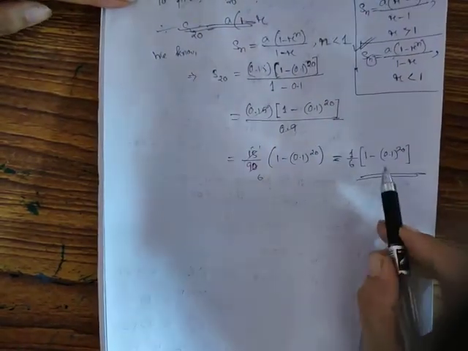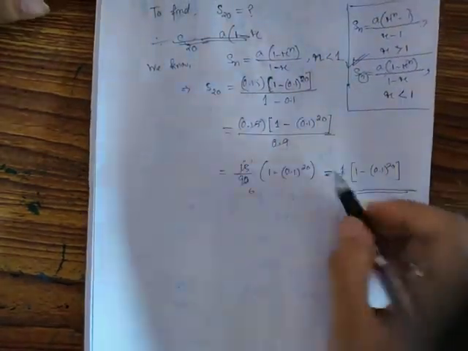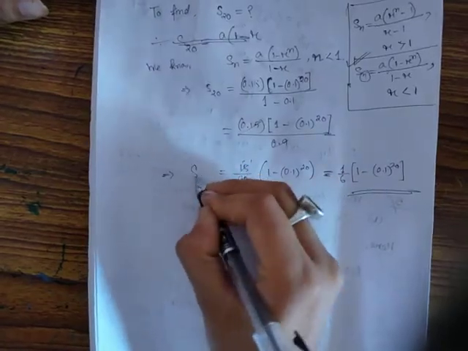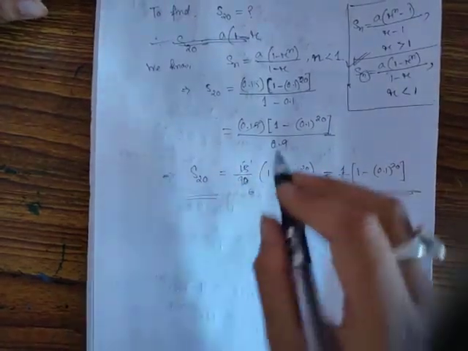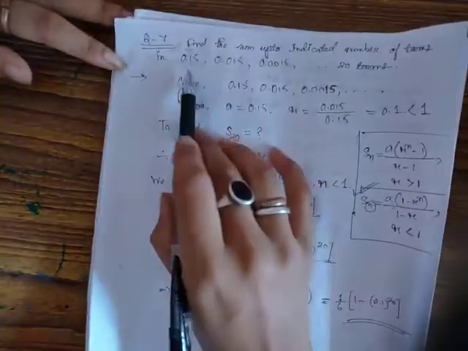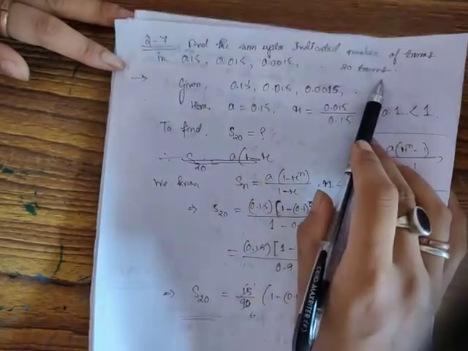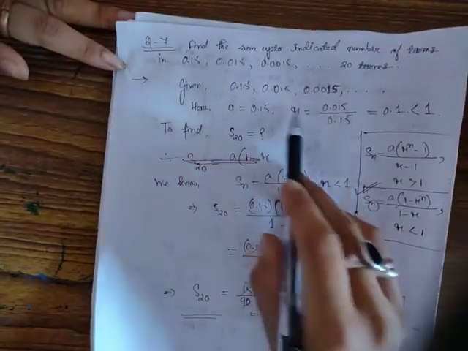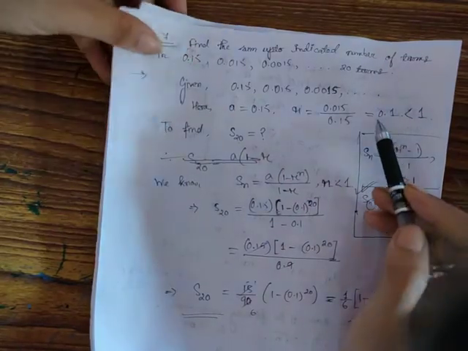Okay, this is the sum up to the 20th term. That is the sum up to the 20th term when you are given a GP series with first term 0.15 and common ratio 0.1. Clear?